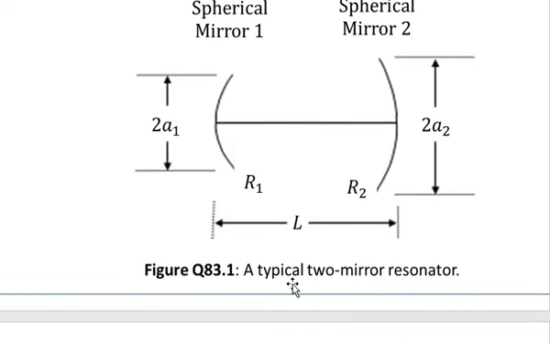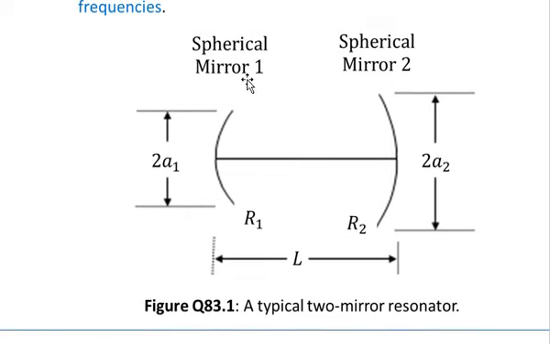The caption is a typical two-mirror resonator consisting of spherical mirror 1 and spherical mirror 2 with the diaphragms 2A1 and 2A2 respectively. The radii of curvature of the spherical mirrors 1 and 2 are respectively R1 and R2, and the two mirrors are separated by a distance equal to capital L.